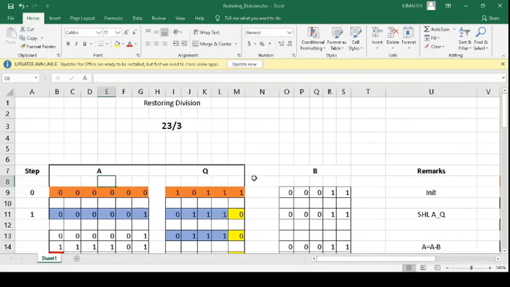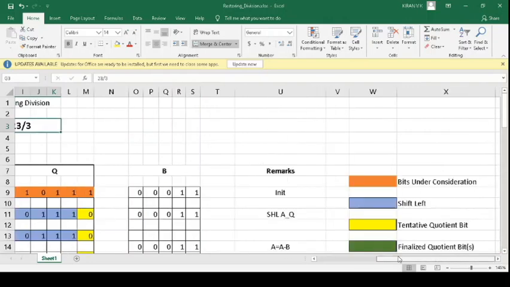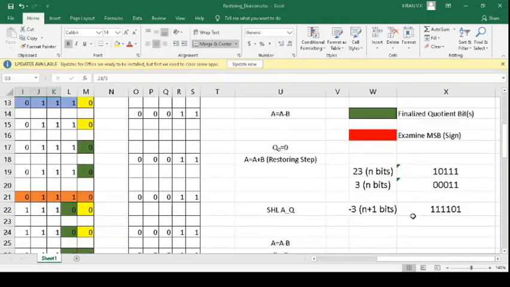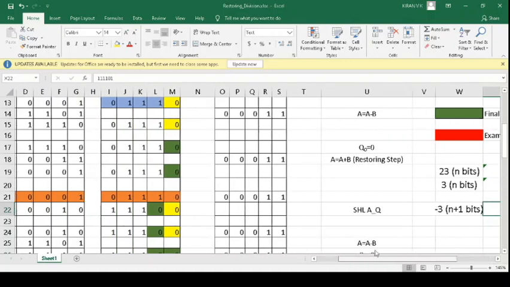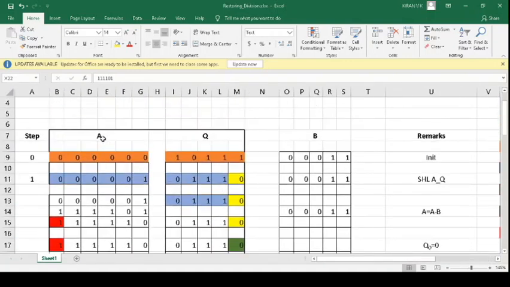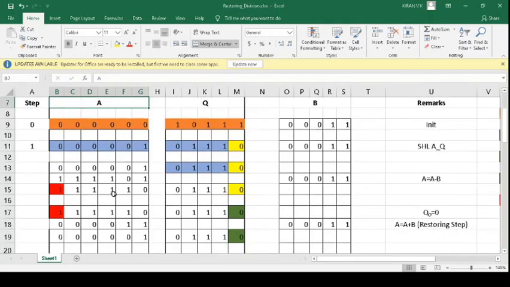So as we are going to divide 23 with 3, we may need to subtract 3 continuously from 23. So we need -3 also represented in a convenient format. Here we are going to use 2's complement representation. So my -3 is represented in 2's complement format. Note that the 2's complement representation should be suited for the size of A, because we are going to do subtraction at the A side.